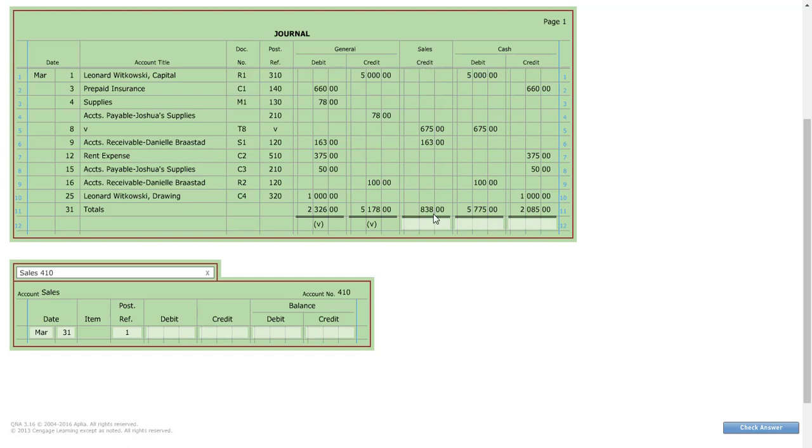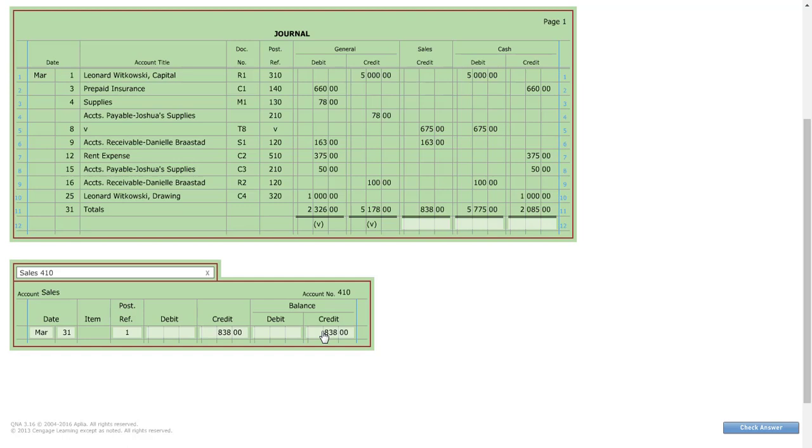Now, sales credit. So sales is being credited $838. This is my columns that I'm going to deal with for the individual transaction, and these are my balances. So I have to do a credit here of $838. Now, what was my balance in my account before the $838? 0. So if I have a 0 balance and I credited $838, what is my new balance? $838 as a credit.